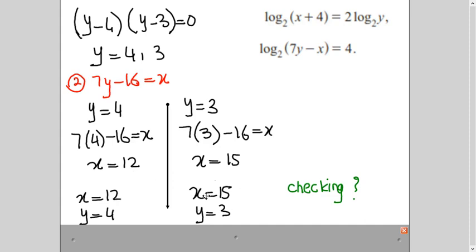Similarly, you will check for this. When x is 15 and y is 3, plugging in here, x 15 will remain plus, y 3 is plus, so log is defined. Similarly, if I put y 3 here, 7 3s are 21, minus 15, if I plug in this value, this will remain plus. So it means both these values are satisfying, so this is my answer. So always check your answer when you are solving log equations, right?